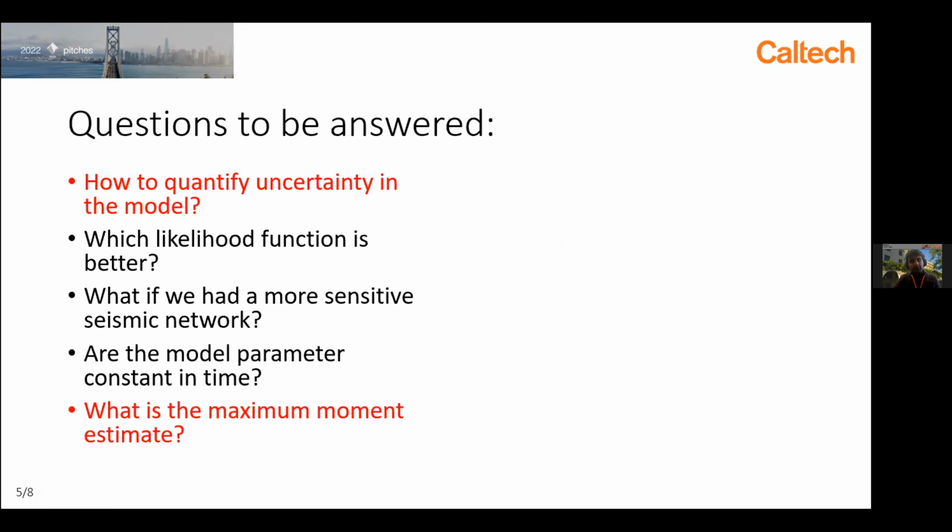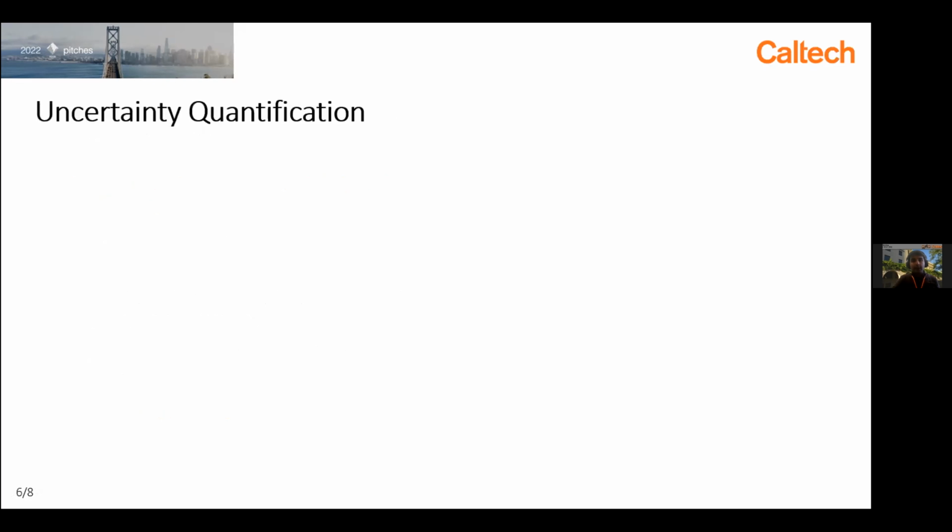So in this project, we answer different questions. For the sake of time, I have selected these two to introduce to you. How can we quantify the uncertainty in the model? What is the best likelihood function that we can use? What if we had a better seismic network, or are the model parameters constant in time? And what is the maximum moment estimate given all the data and information that we have?